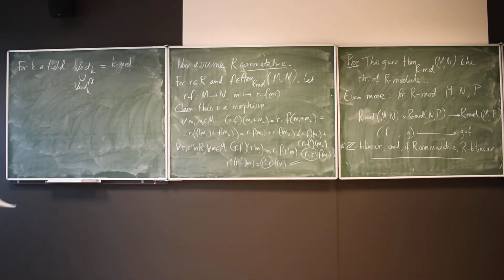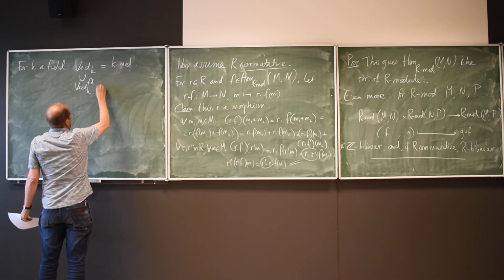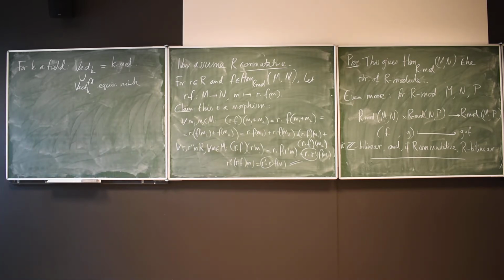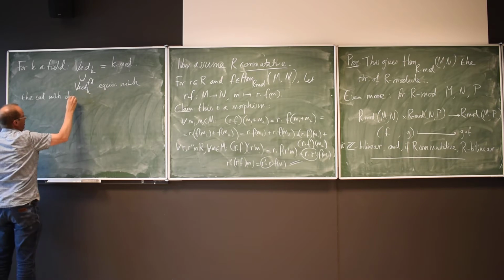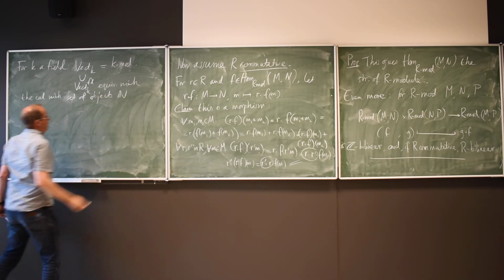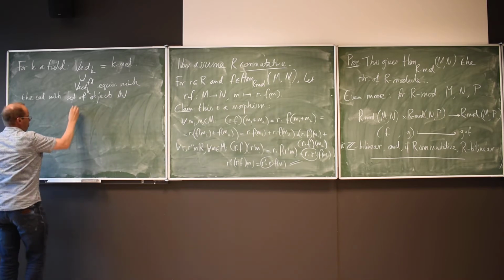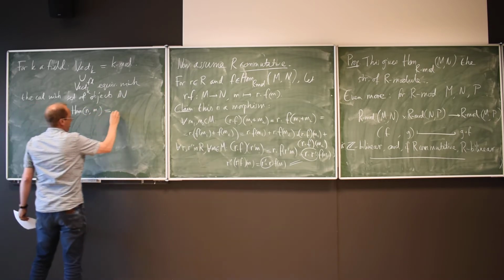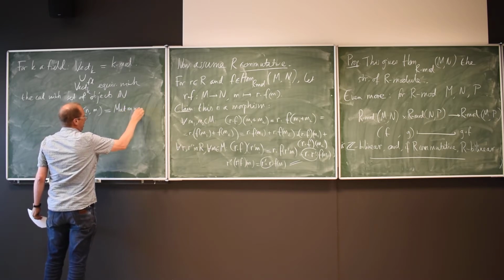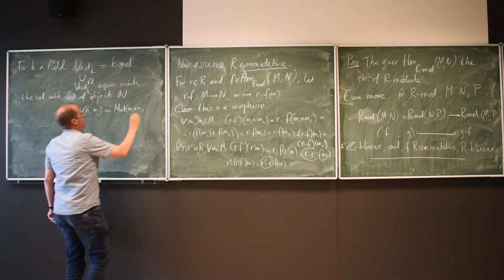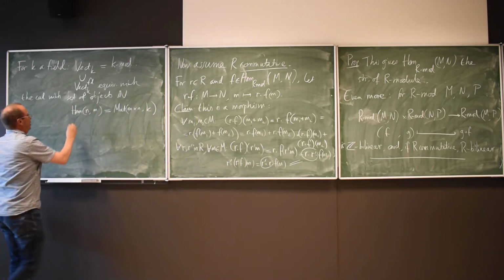And he showed that this was equivalent with the category with objects, with the set of objects the natural numbers, and with morphisms, if you want to go from n-dimensional to an m-dimensional, you take the matrices m times n, so m rows and n columns, with coefficients in K, and composition is multiplication.